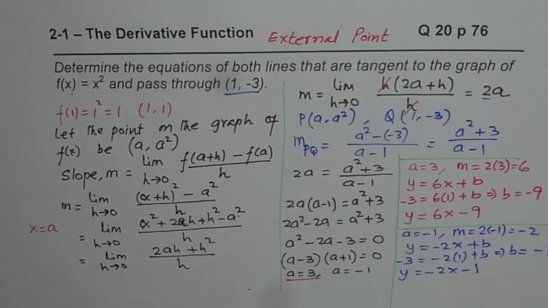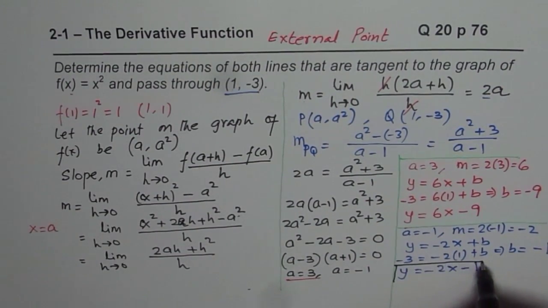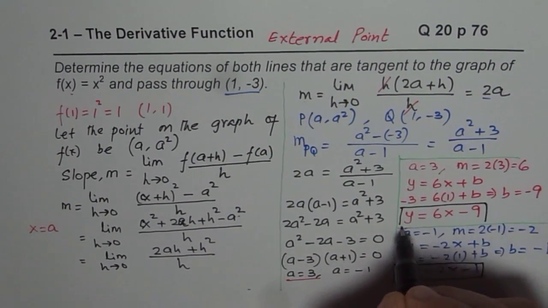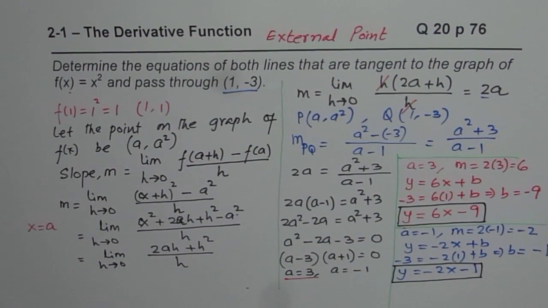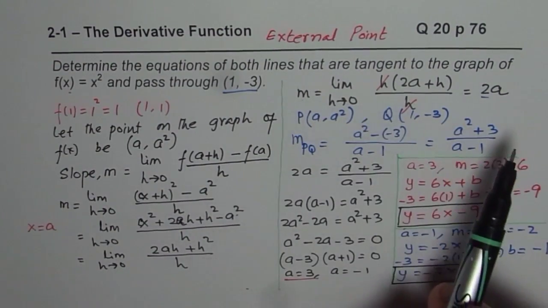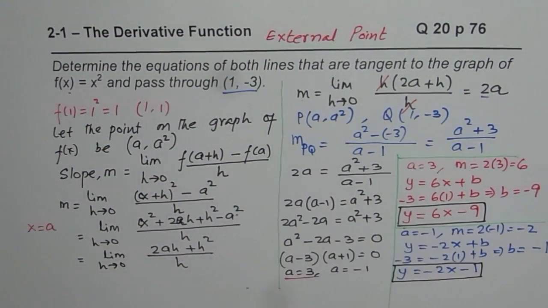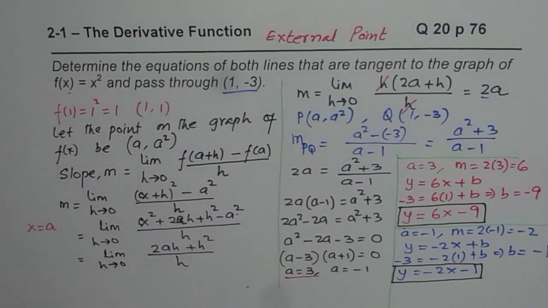So this is the second equation, which represents the equation of the tangent line from the external point to the graph, right? So that is how we should be doing it. Now, as an added exercise, what you could do is accurately sketch your graph y = x², and then check by sketching these lines. Do they really form tangents to the graph and also pass through the point (1, -3)?